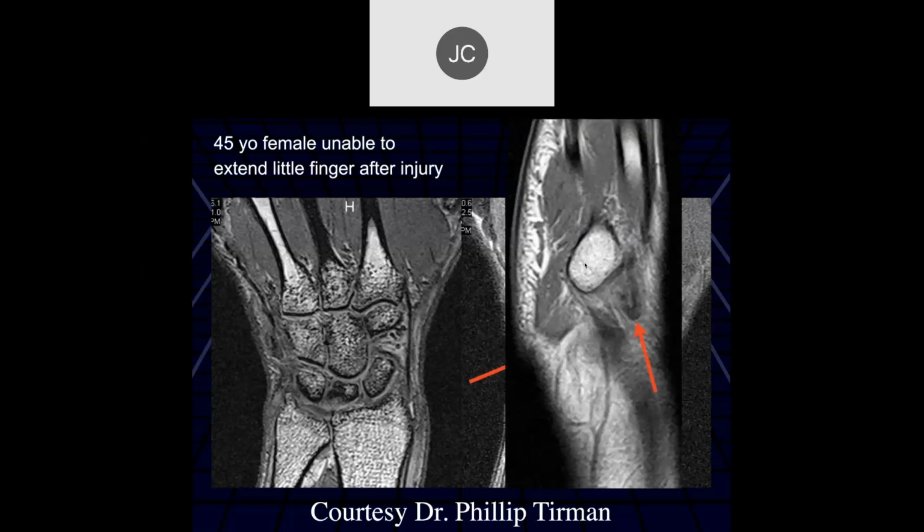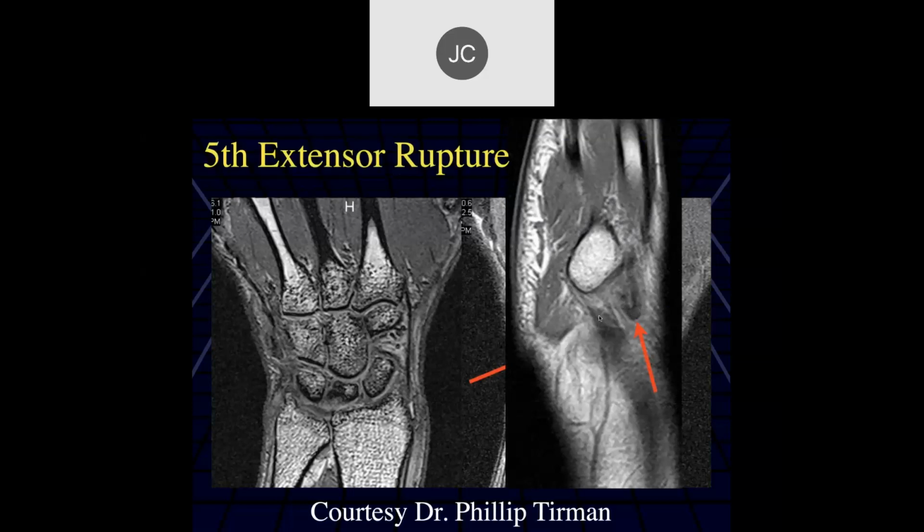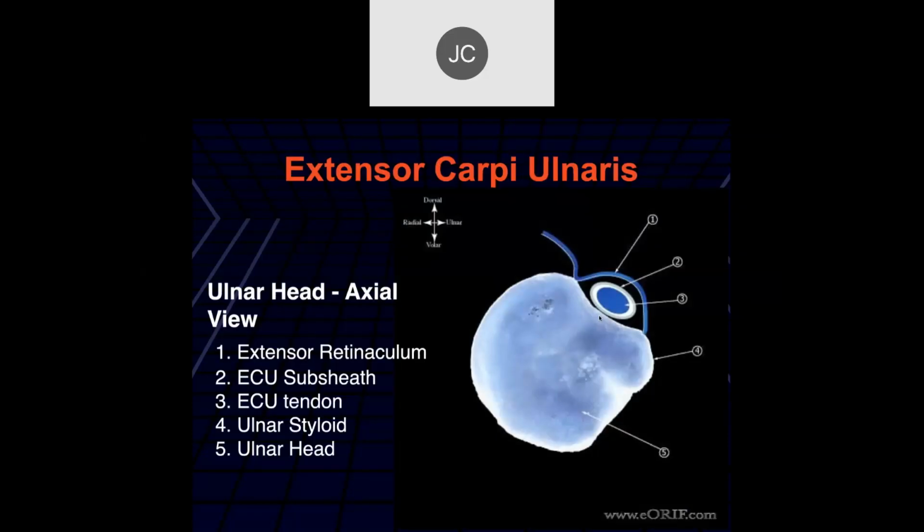Yeah, so that was a tear. And here you can see that's actually buckled back on itself. So this was a complete rupture of the extensor digiti minimi tendon. And if we go to the sixth extensor compartment, it's a little bit different from the others, as you all already know.